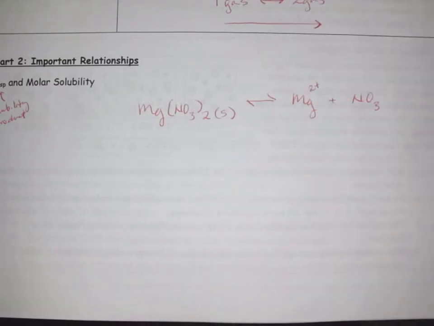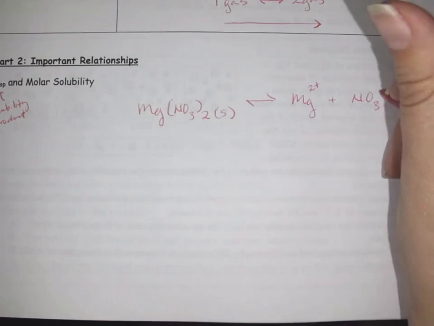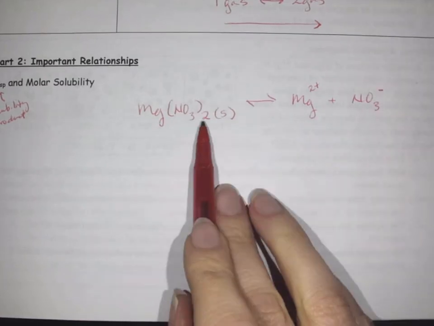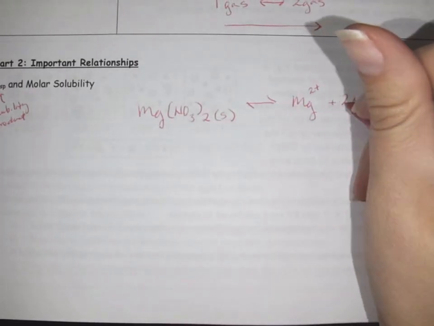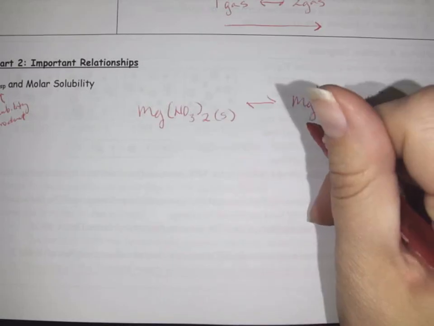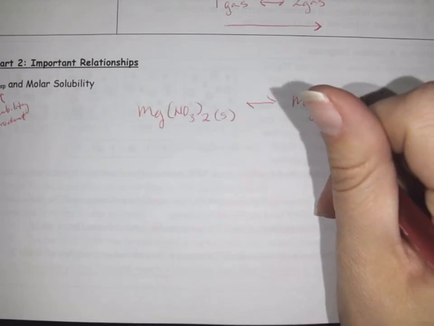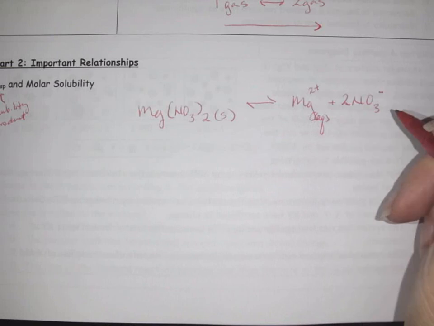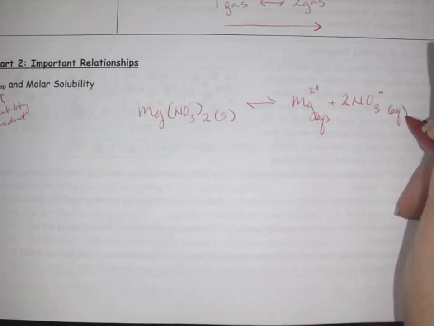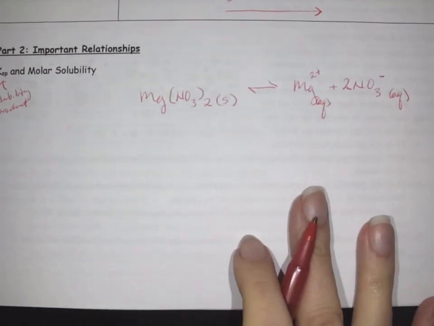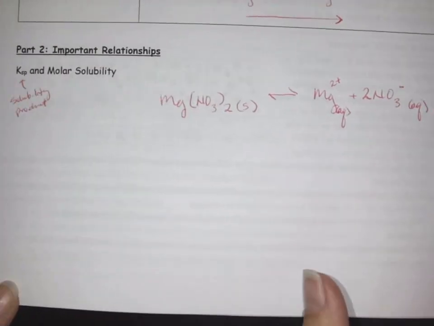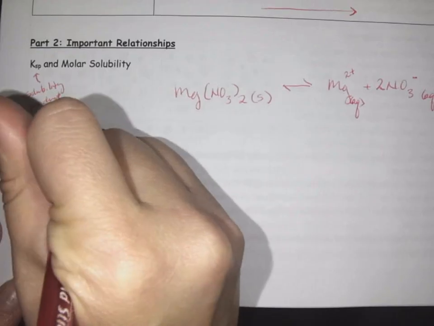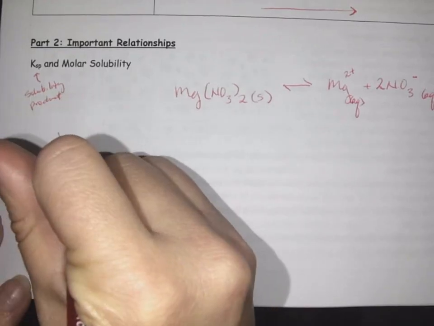And nitrate, we have those polyatomic ions memorized, so NO3, and it's a -1. Now, do you see how there's 2 of those nitrates, though? So we get a coefficient of 2 right there. Now, these are dissolved in water, so these ions are now aqueous. Great. I could write a K expression for this. That K expression, SP.